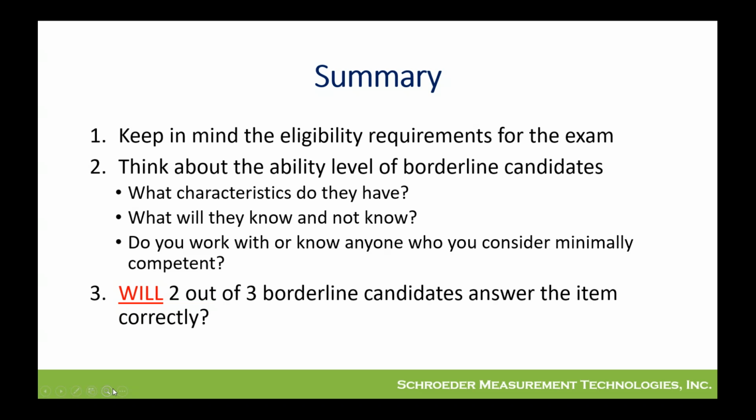What characteristics do they have? What will they know or not know? Can you picture someone you know who is minimally competent? What are their strengths and weaknesses? Then rate each item as a yes or no according to whether you think 2 out of 3 borderline candidates will answer the item correctly.